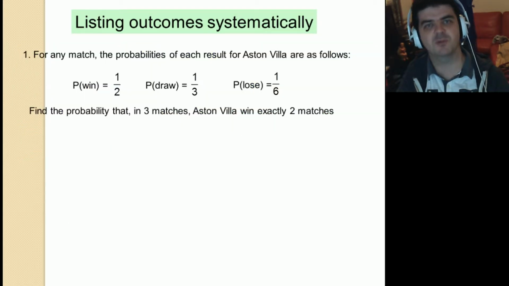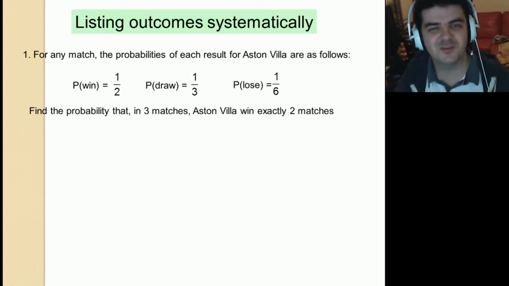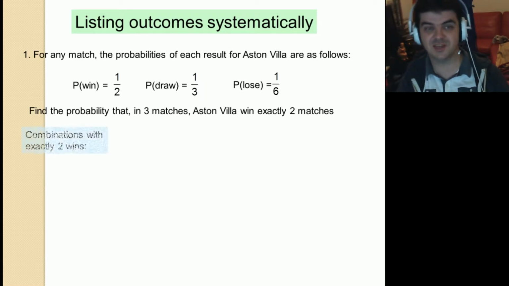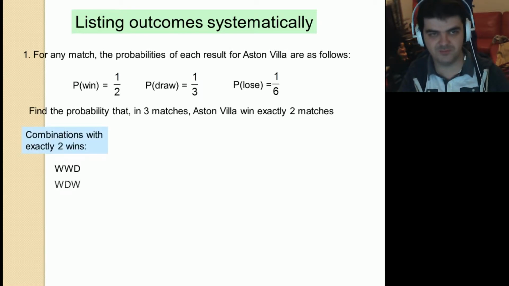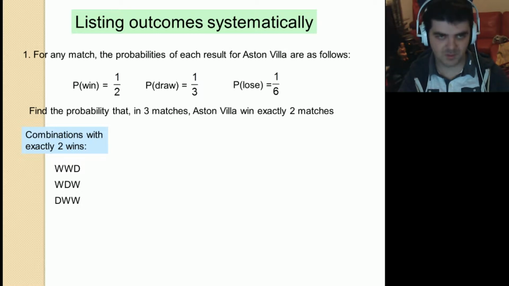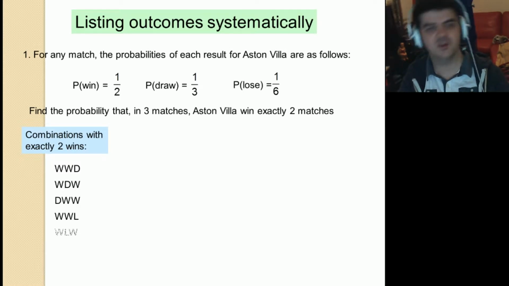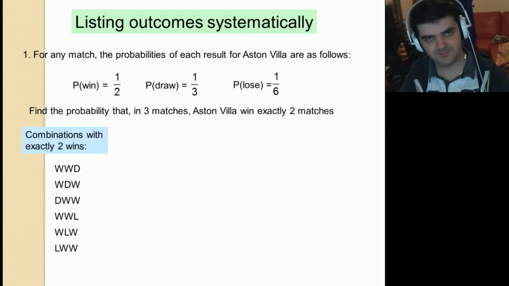For any match, the probabilities of each result for Villa are as follows: a half for a win, a third for a draw, and a sixth for a loss. Whoever made this was a big Villa fan, because that ain't true. Find the probability that in 3 matches they only win two matches, so they could go win, win, draw, win, draw, win, draw, win, win, or they go win, win, loss, win, loss, win, or loss, win, win.